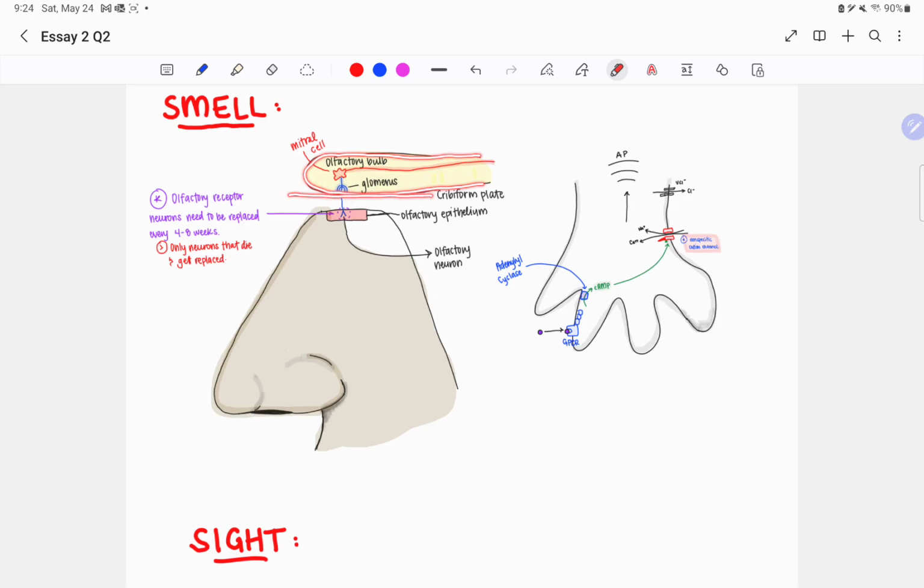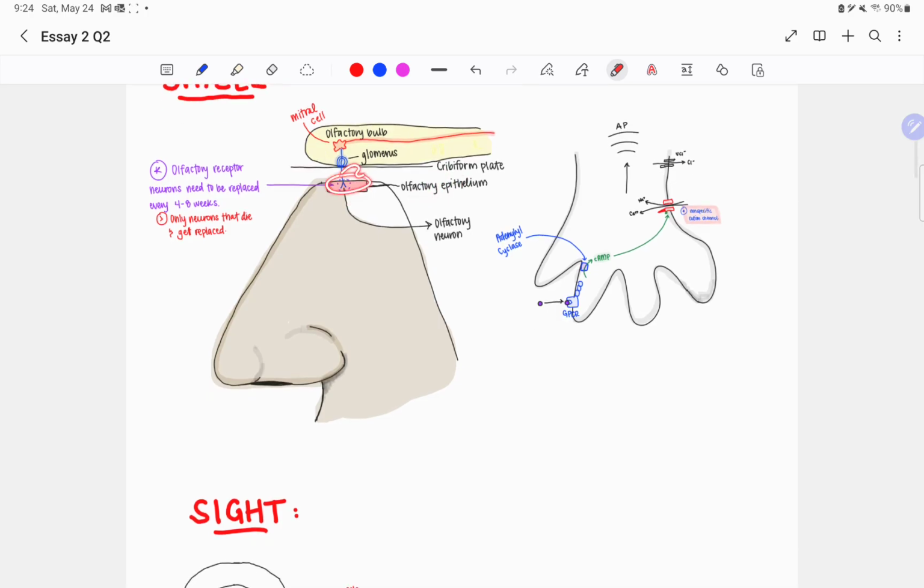cribriform plate. What's cool about this is we have little neurons that grow through this cribriform plate and go down into the olfactory epithelium, this epithelium here. This is our olfactory neuron right here, growing through this cribriform plate and open to the olfactory epithelium.